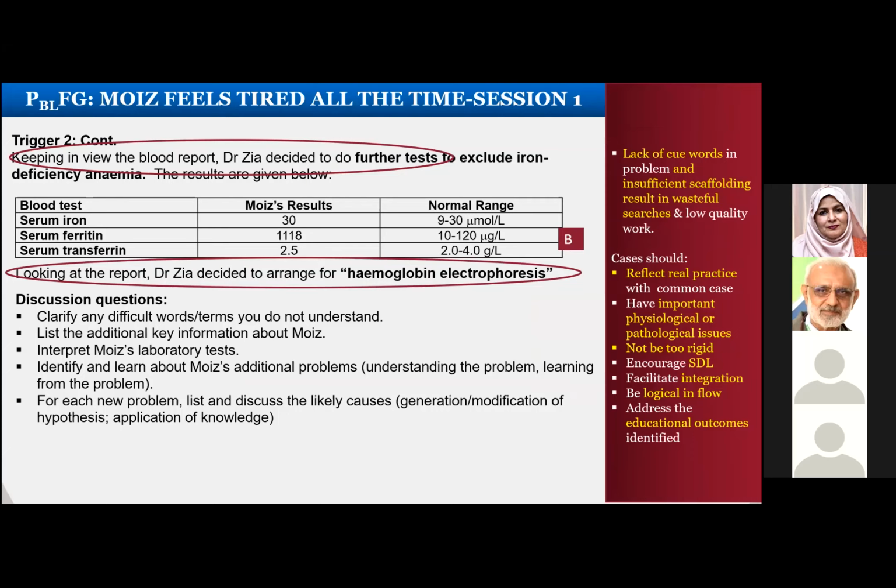So hemoglobin electrophoresis is a new word which is coming over here. And the students will be thinking what actually it is, how it is done. So these are all the things which are going to intrigue the students to think about. Again, the discussion questions come: clarify any difficult terms, list the additional key information, interpret the laboratory test now, identify and learn about additional problems. For each problem, list and discuss the likely causes, that is, the hypothesis development over there.